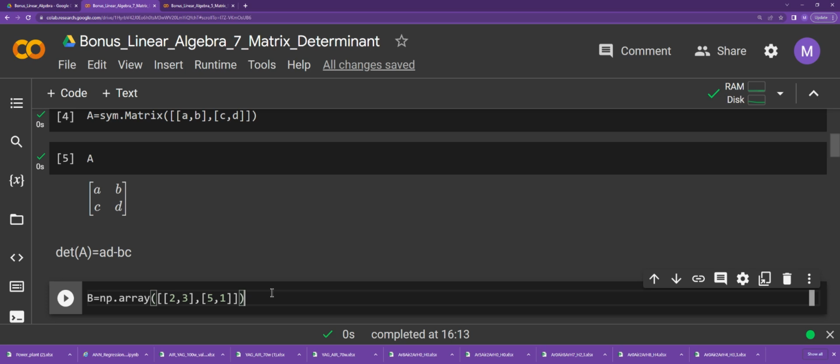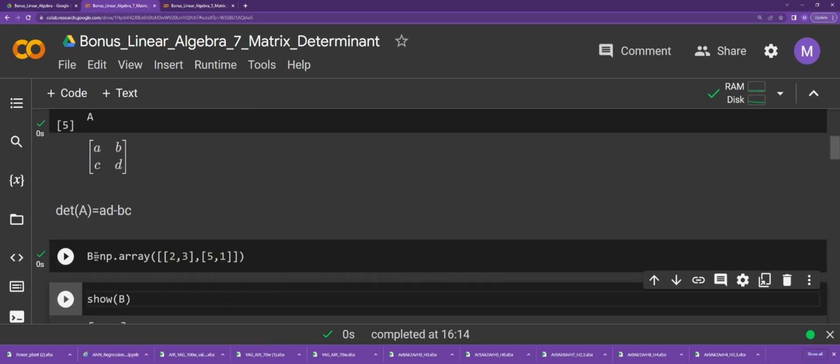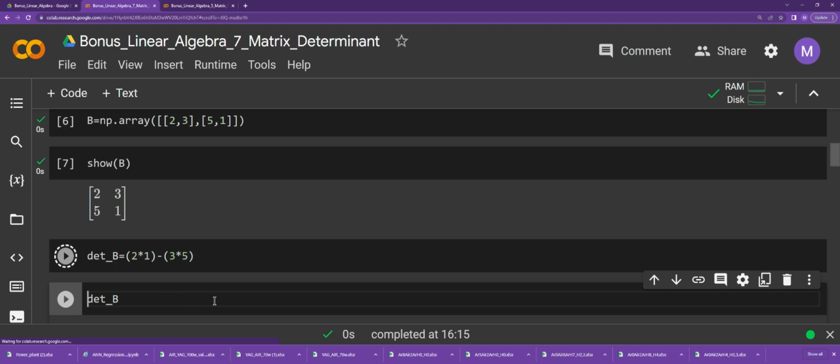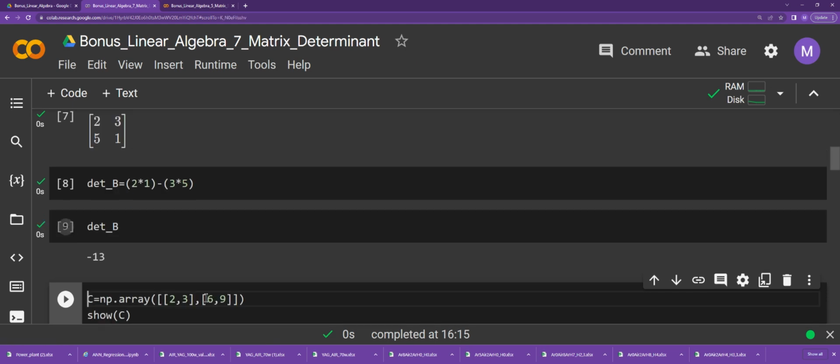So now let's play with numbers. So B equals np.array 2, 3, 5, 1. Okay, so let's look at B. So we have 2 rows, 2 columns, of course, same size. So 2 and 3 in the first row, 5 and 1 in the second row. Okay, so as I just said, using this formula, the matrix B would have a determinant of 2 times 1 minus 3 times 5. Okay, so that will give you the determinant of matrix B.